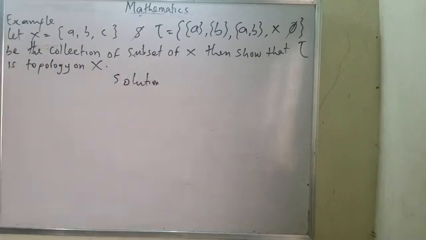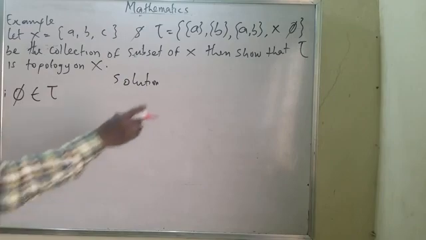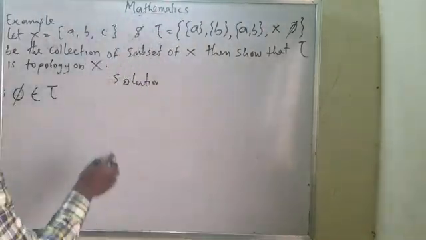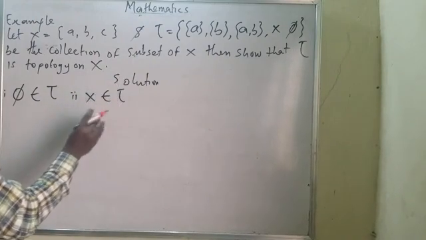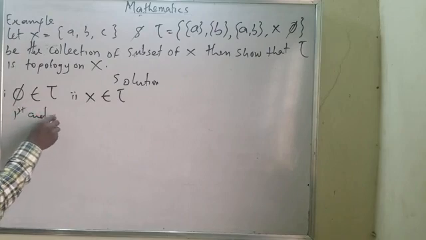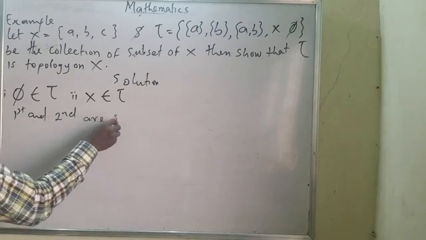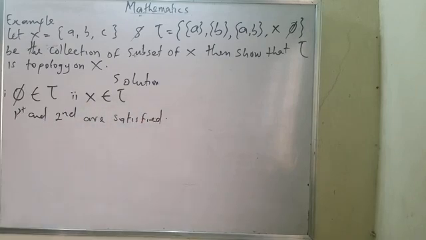what I need to do, the first one, empty, belongs to what? Tau. Very, very important. You can see empty is inside tau. And also, X, that is number 2, belongs to tau. Now, it means first and second are satisfied. Now, that is very good. The next one, which is going to be the third one, I've been using counting. Let me use the third one.